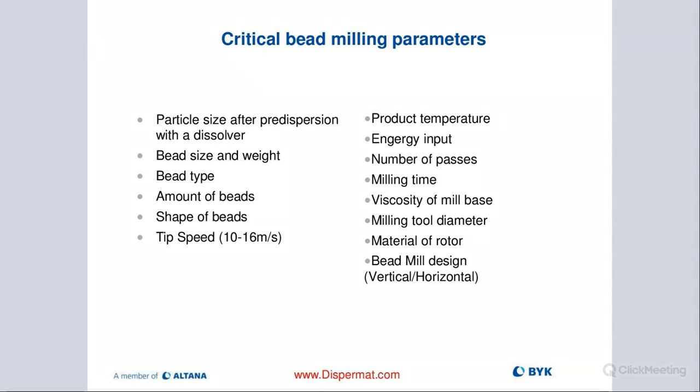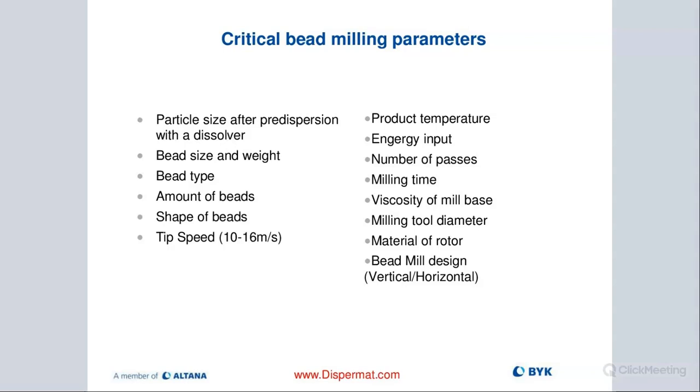So these are the critical factors when we are milling. Again, 10 to 30 microns particle size when we're done with the dissolver, that's the starting point. Bead size and weight: always get the heavier beads. Bead type: there are a lot of different beads on the market. Use the one that's best for your formula with the right hardness. But again, zirconium oxide beads are probably the best type of beads on the market.